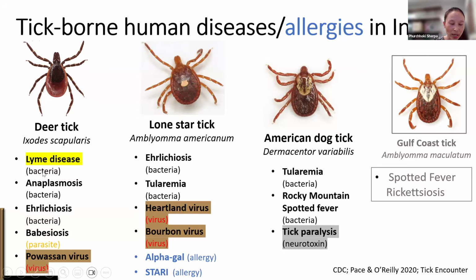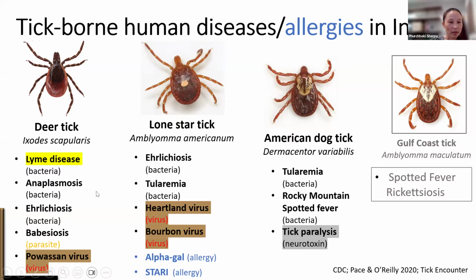In the black, in parentheses, everything is bacterial diseases. In yellow is the parasitic disease, and in red is viral disease. And in blue here are the allergies. As you can see from the list here, if we're just considering the diseases in quotes, deer tick or the black-legged tick is most prolific. However, if we add in the allergies, then Lone Star tick competes with the deer tick.